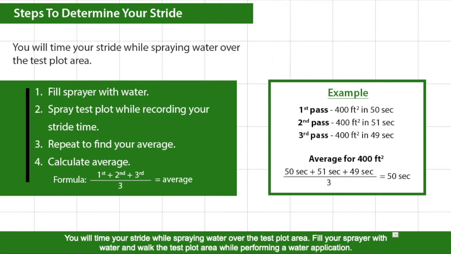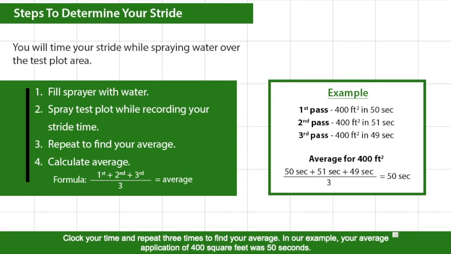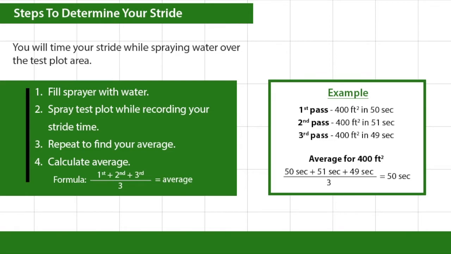Fill your sprayer with water and walk the test plot while performing a water application. Clock your time and repeat 3 times to find your average. In our example, your average application of 400 square feet was 50 seconds.